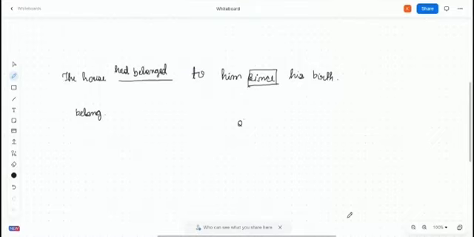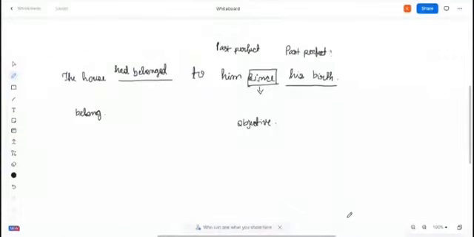Okay. So here in this sentence, we have this word since his birth. Whenever we use since or for, we have only two options: either the past perfect or the past perfect continuous. I want to ask something. There's just a confusion.